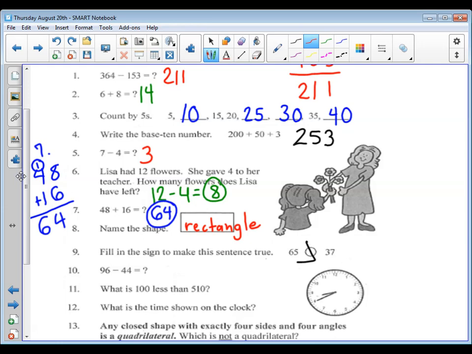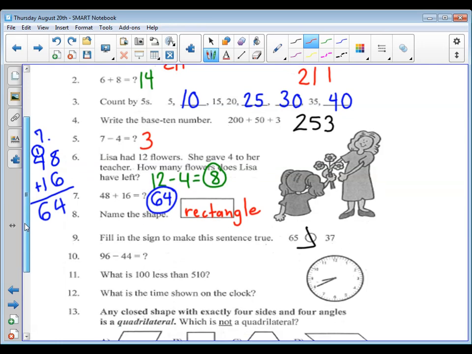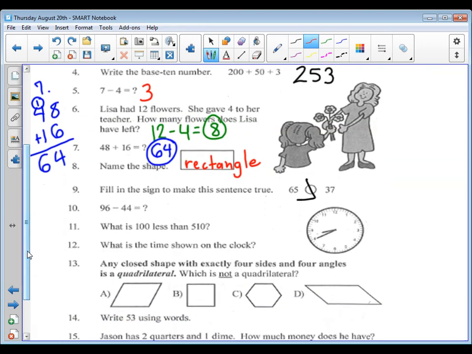For number 10, it's asking for us to do a subtraction problem, and I'm going to record my answer right here. I wrote number 10. 96 minus 44. 6 minus 4 is 2. 9 minus 4 is 5. Hopefully you were able to get the answer 52.